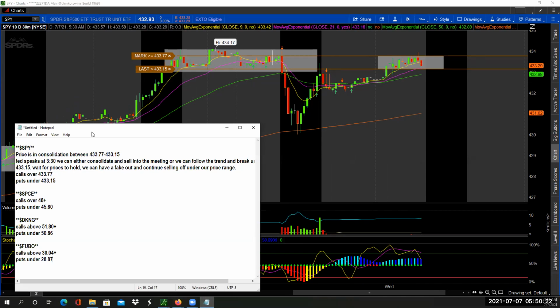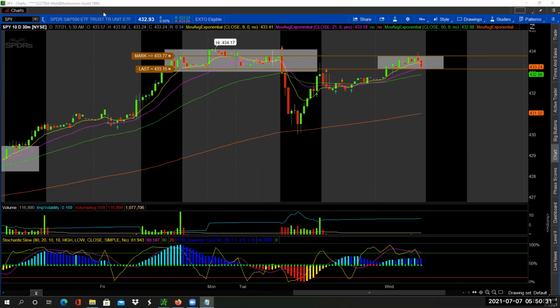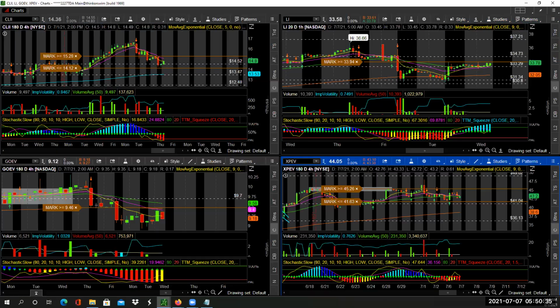And let's see, I have my list here. I'm also watching SPCE, DKNG, and FUBO. Let's see what else is going on. I also saw the EVs that were moving. We have Lee, which is holding up really nice above our support area. So I'm going to add this to my list.